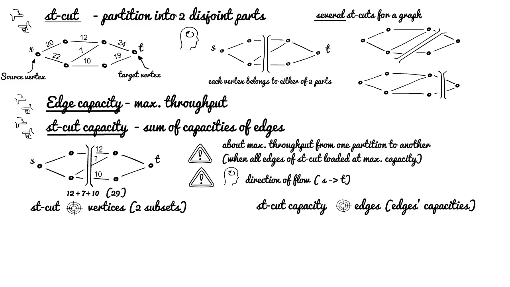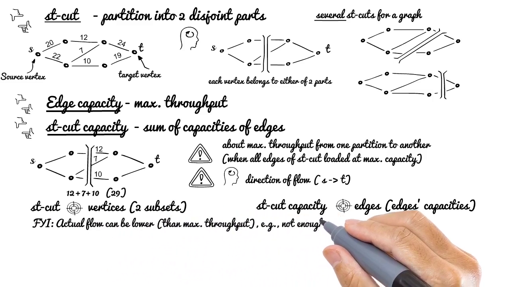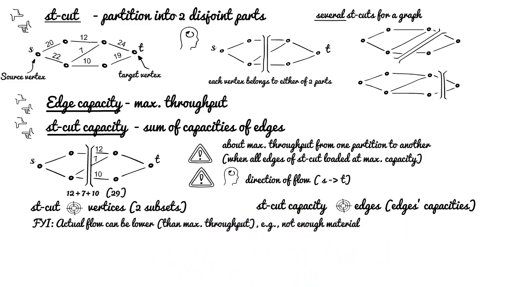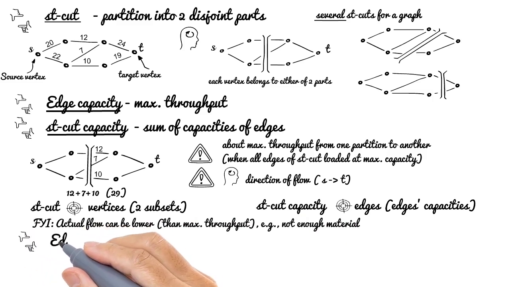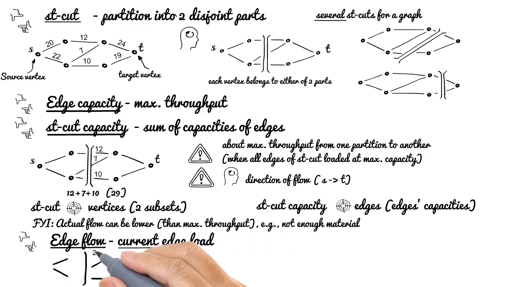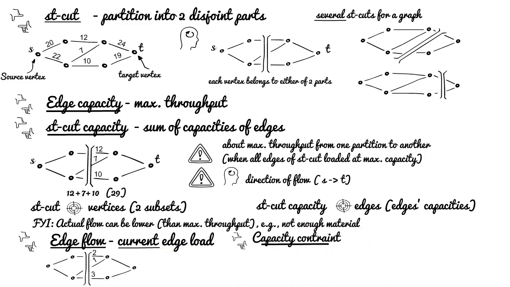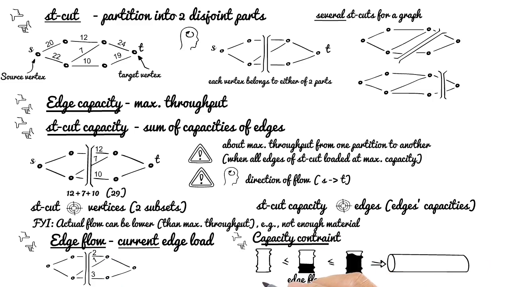Even though our edges, imaginary pipes, may have maximum throughput reflected in the capacity value assigned to an edge, actual flow of material in real life can be lower. For example, we have not enough material to load our pipes at a maximum capacity. Let's have another term, edge flow, which is an assignment of a value as per current edge load. Edge flow's value has a capacity constraint, which means edge flow value can be between 0, no material is flowing, and edge capacity, maximum throughput reached.